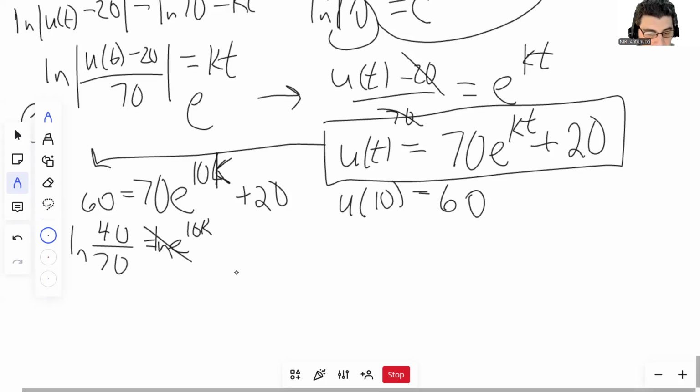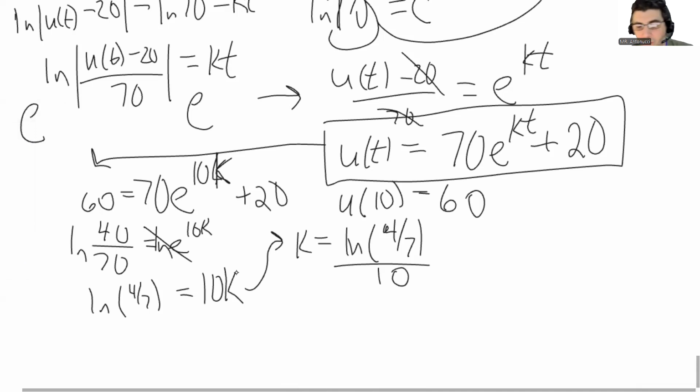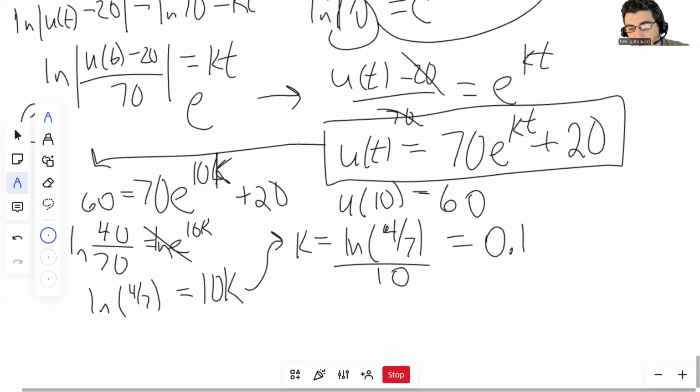The natural log and e cancel. So you have natural log of 4/7. Actually, I'm just going to reduce that, equals 10k. So k equals natural log of 4/7 divided by 10. Okay. So we can write this as 0.1 natural log of 4/7. All right, again, that's not our final answer. That's just the value of k.